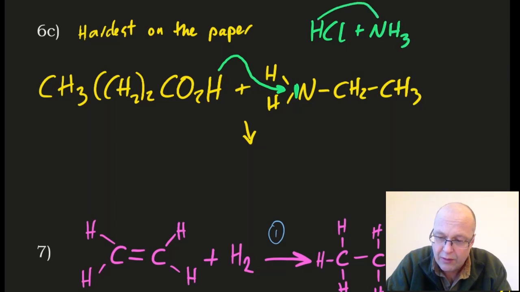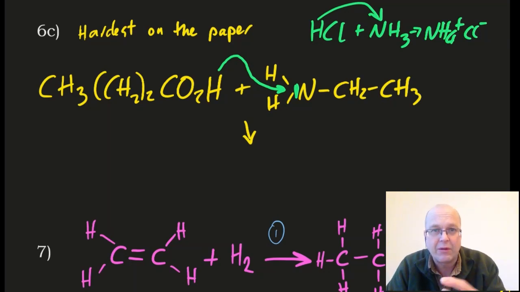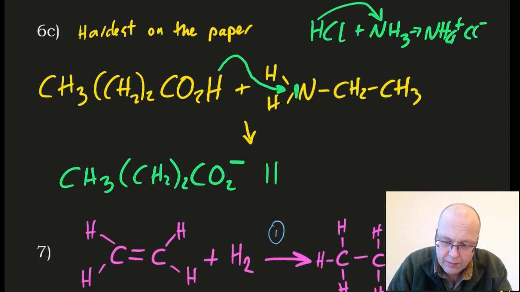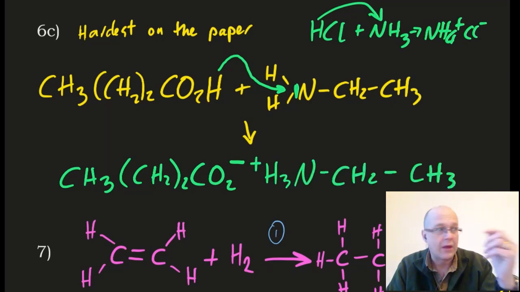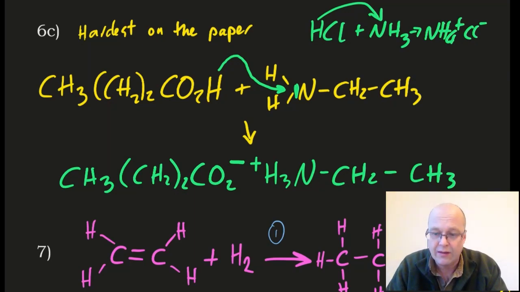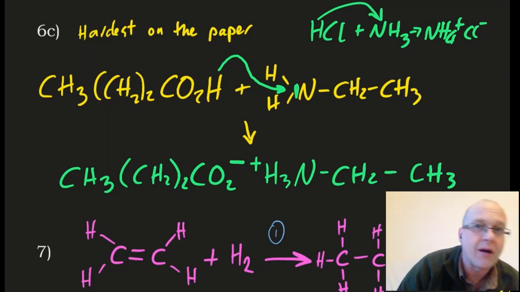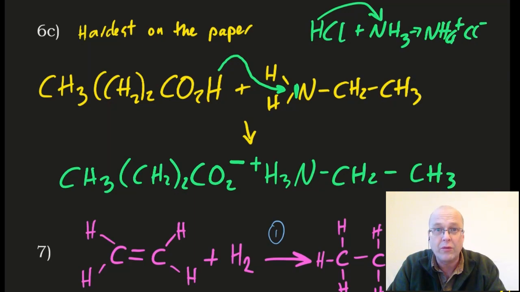So the H is going over to there, which would make NH4+, and then the Cl-. So I'm just doing the same thing but with longer chains. And there we go. I'm not even sure if you need the charges, let's have a look. The charges are not necessary for the mark. Okay, yeah, that was a tricky one. Where's the water? There is no water.